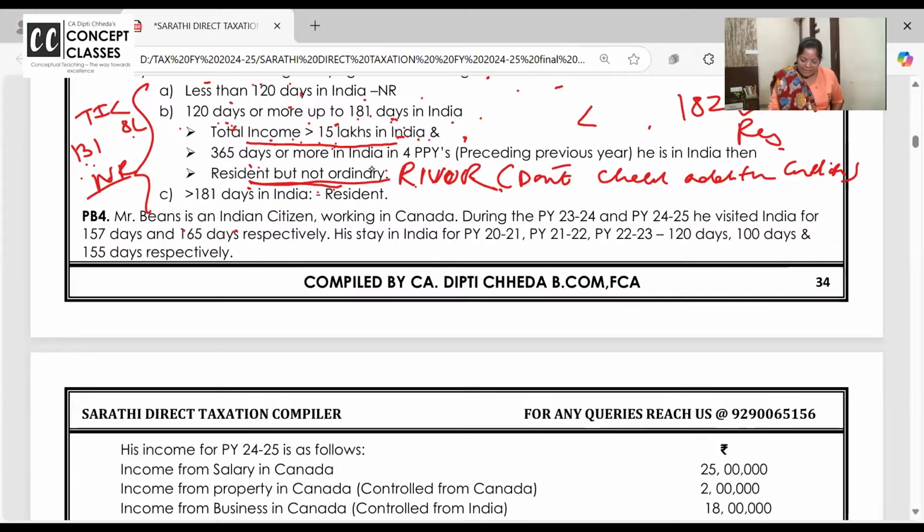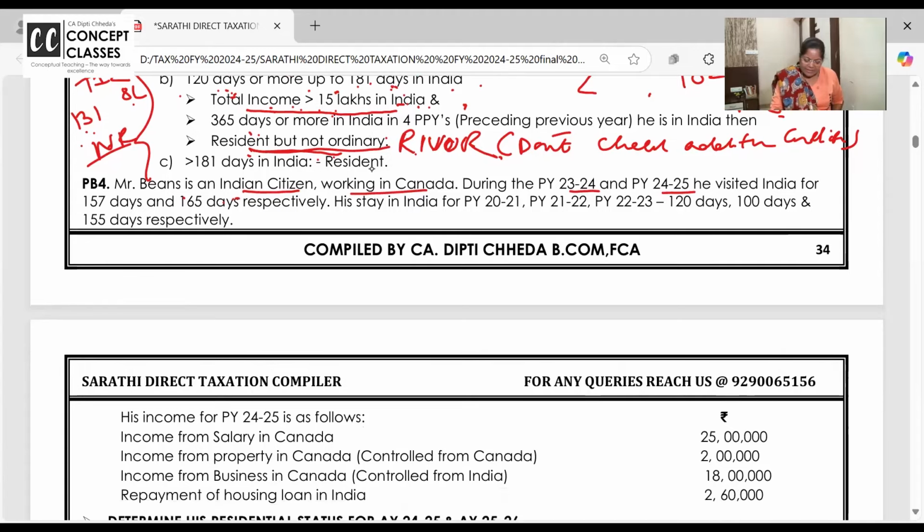The quality of problems, I assure you what we are doing, is too good. Come on. Mr. Beans is an Indian citizen. Okay. Working in Canada. 23, 24, 24, 25. He visited India for 157 days and 165 days. Oh, 24, 25. How many days is he in India? 165. Is he satisfying the first basic condition?